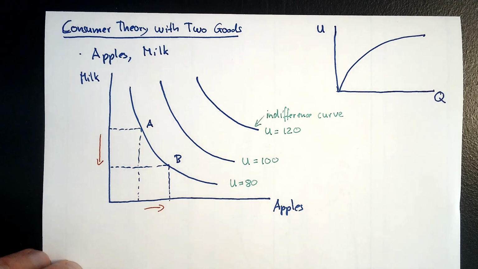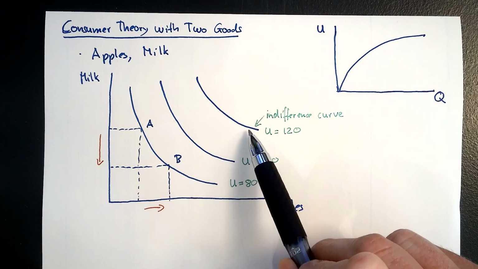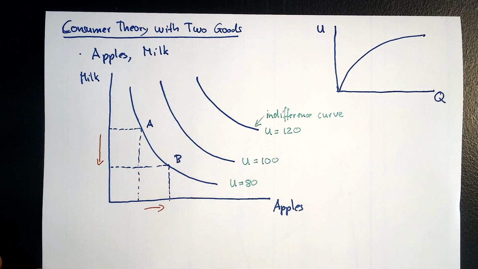In this case, you have to increase the consumption of apples. It should also be clear, and I have mentioned this before, that indifference curves do not intersect, okay? So you cannot be at a utility level of 100 and a utility level of 120 at the same time. Okay.